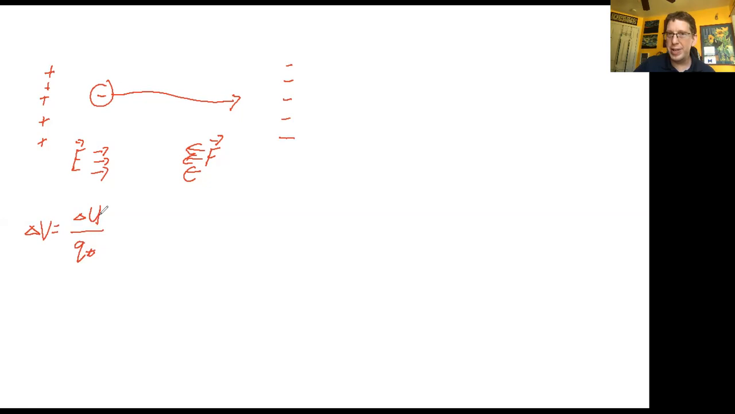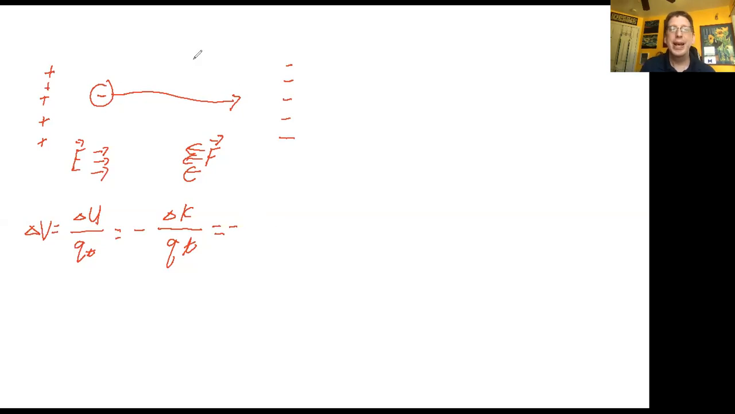We don't know delta U directly from the information, but since it's only the conservative force acting, delta U is equal to negative delta K. So we can write this as negative delta K over Q sub T. Now we have enough information to work with. Delta K, don't forget, is also a negative number. So notice you're going to have three negative numbers working in this.